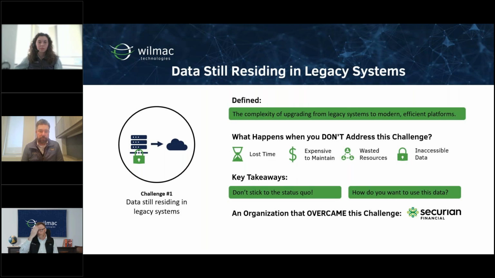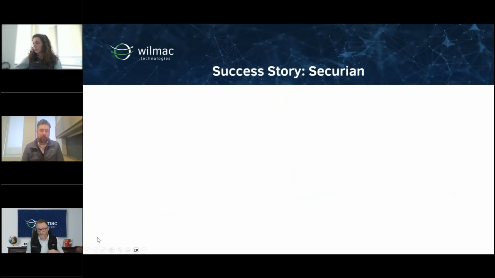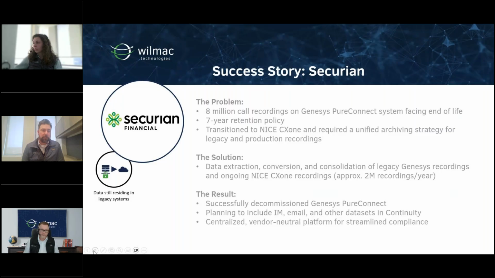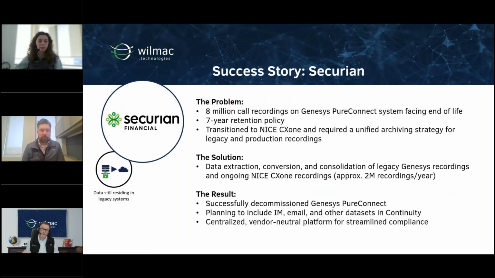I think that dovetails quite nicely into the success story that I want to share with the team here. In this particular case, it is a customer of ours, Securian. They moved into a cloud-based CCaaS environment, but they still had their legacy calls. They had 8 million or so calls stuck in this legacy platform, and they were coming to the end of the maintenance. They needed to shut it down to maintain compliance because they couldn't run on aging hardware, that type of thing. And they also needed to keep their calls for 7 years.